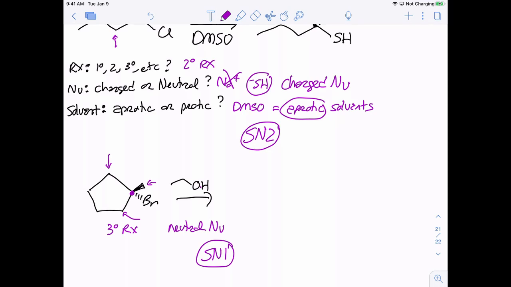At the end of chapter 8, we're going to learn 2 types of elimination, and we're going to mix the 2 types of elimination with these 2 types of substitutions together. So you generally can't just say, okay, tertiary is going to be this, because tertiary is going to favor both of the eliminations also.